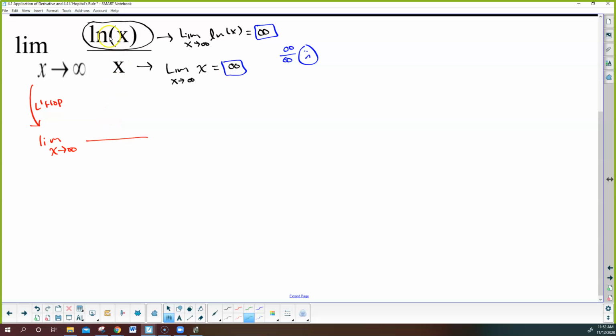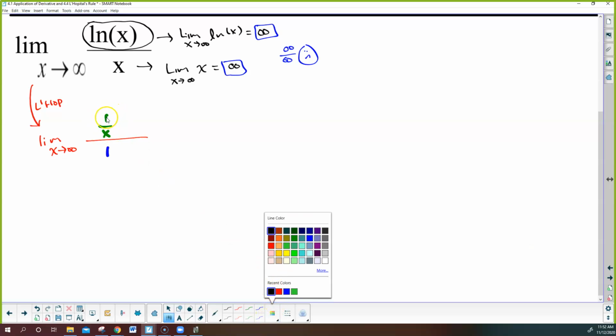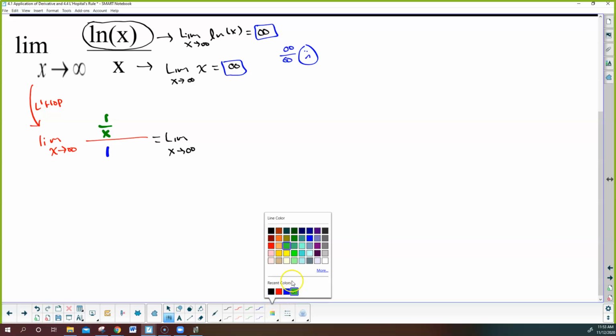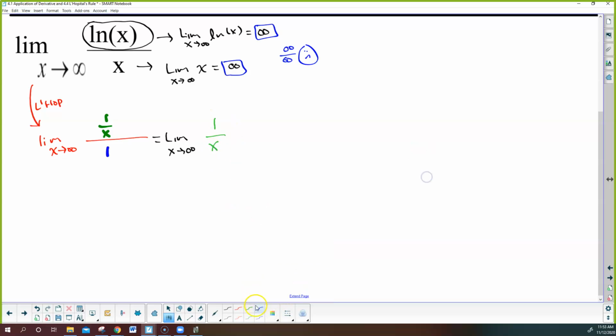Well, actually, maybe I'll do this. If I take the derivative of the top, that's just 1 over x, right? And then the derivative of the bottom is 1. Now, there's 2 ways to kind of think of this. If I have 1 over x divided by 1, that's the same thing as writing it this way. 1 over x, and I'm trying to match my colors here, times by 1. Now notice we don't have to write the times by 1 over there.